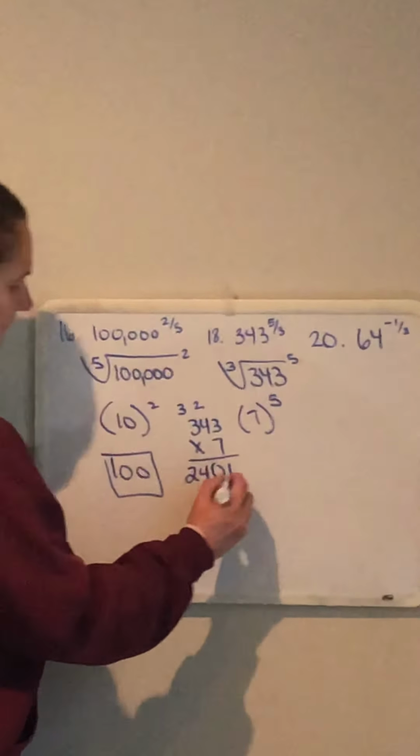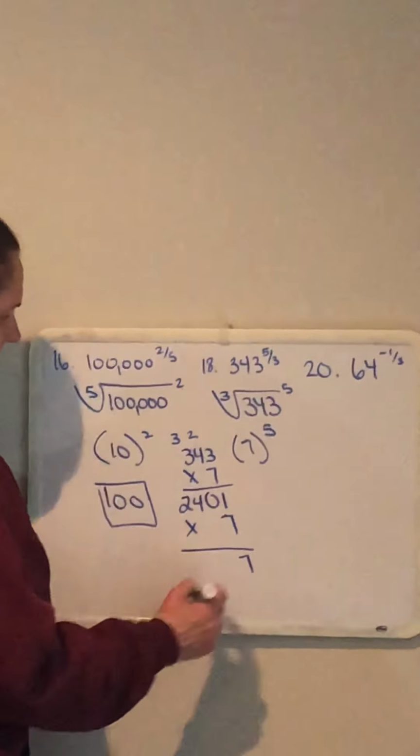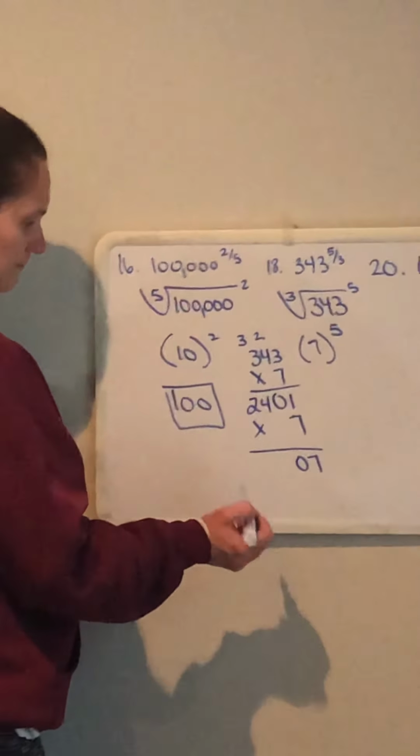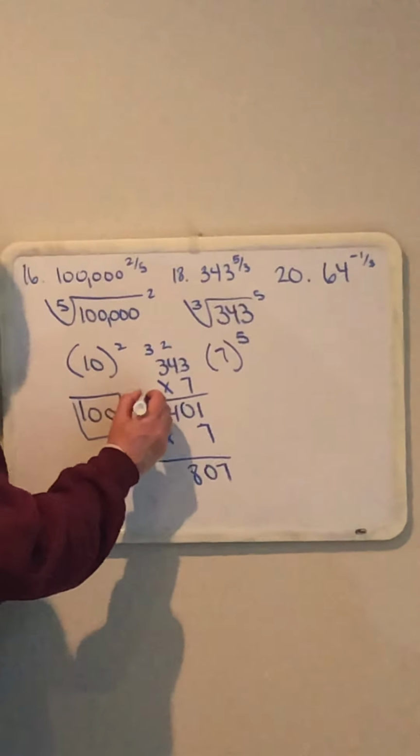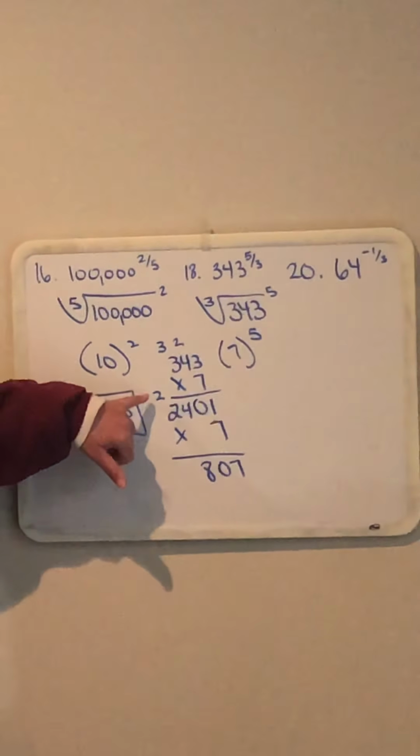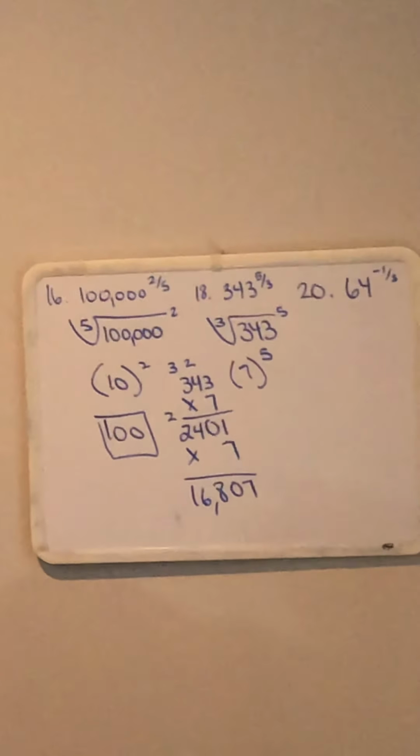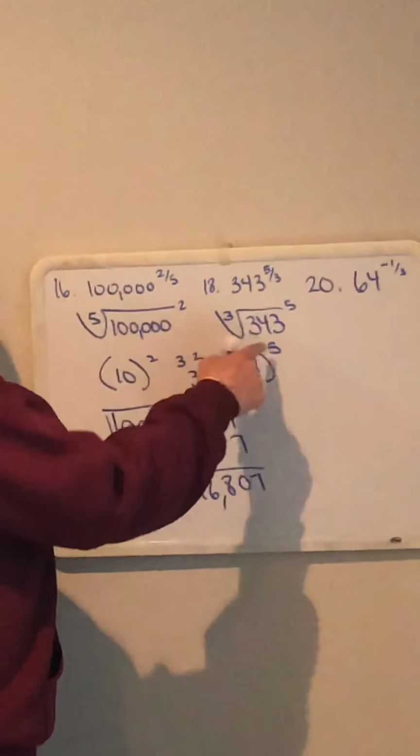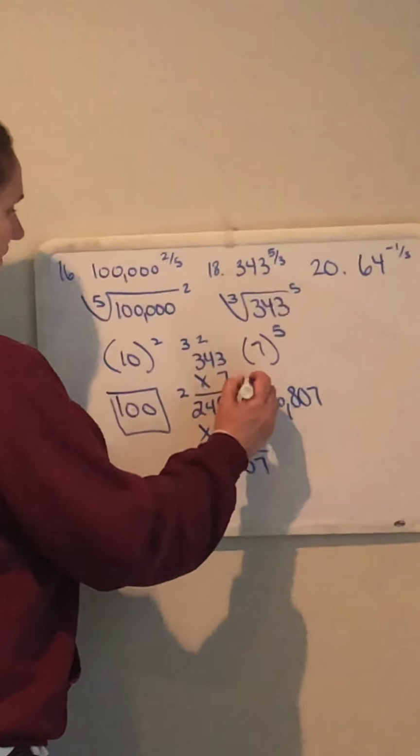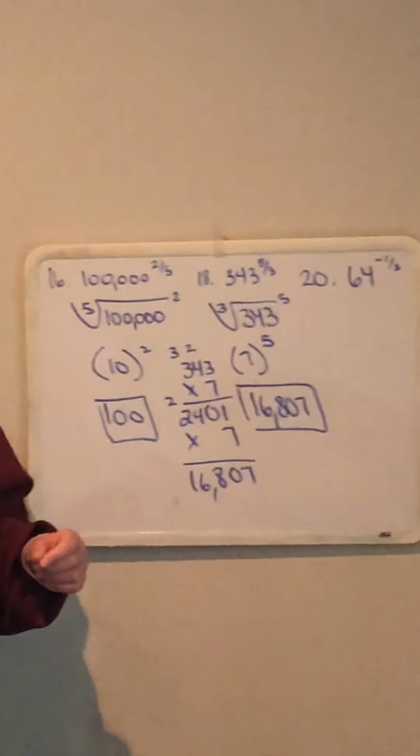I need 7 to the 5th, so I will multiply it by another 7. 7 times 1 is 7. 7 times 0 is 0. 7 times 4 is 28. Put down the 8, carry the 2. 7 times 2 is 14, plus 2 more is 16. So the answer to 7 to the 5th is 16,807. And that's what you get for 343 to the 5/3.